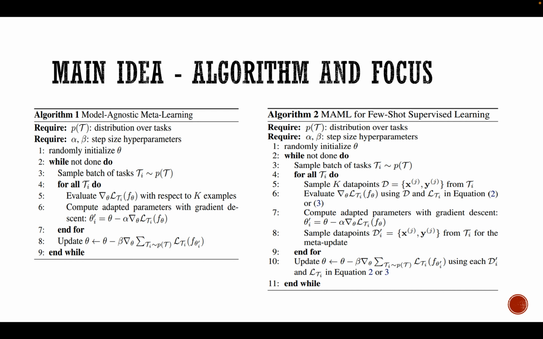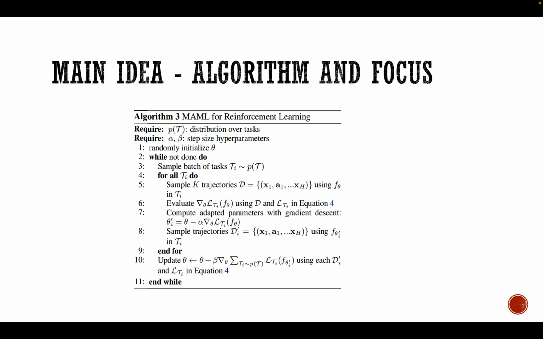Moving on to algorithm 2, it is very similar to algorithm 1, but it has a few data points shown in step 5. The data points have x and y values generated from the task. Two common loss functions used for supervised classification and regression are the cross entropy and mean squared error, MSE, which is shown in step 6. Algorithm 3 is similar to algorithm 2. The main difference is in steps 5 and 8, where it requires sampling trajectories from the environment corresponding to the task.